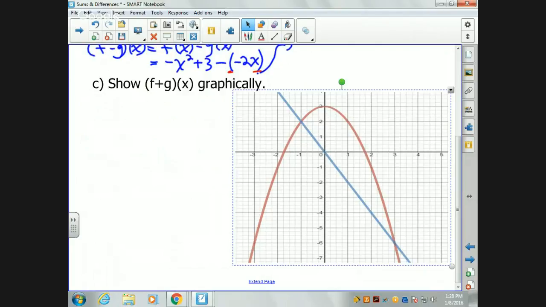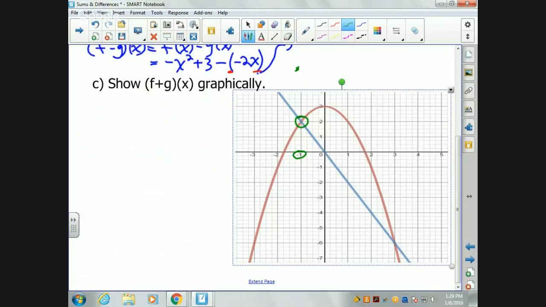So for any x value, let's say right here, take the y value of the linear function and add it to the y value of the quadratic function. Well, here, at x equals -1, the y value for the one function is 2. The y value for the other function is also 2. So when we add those together, we're going to get a value of 4. Is that okay? Just take the two y values, add them together, and you get your new y value. And you can do that anywhere along the graph.